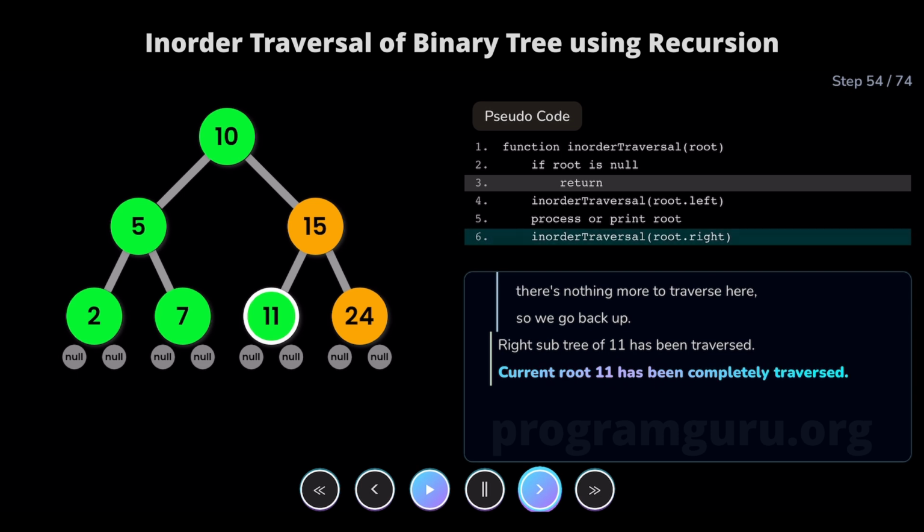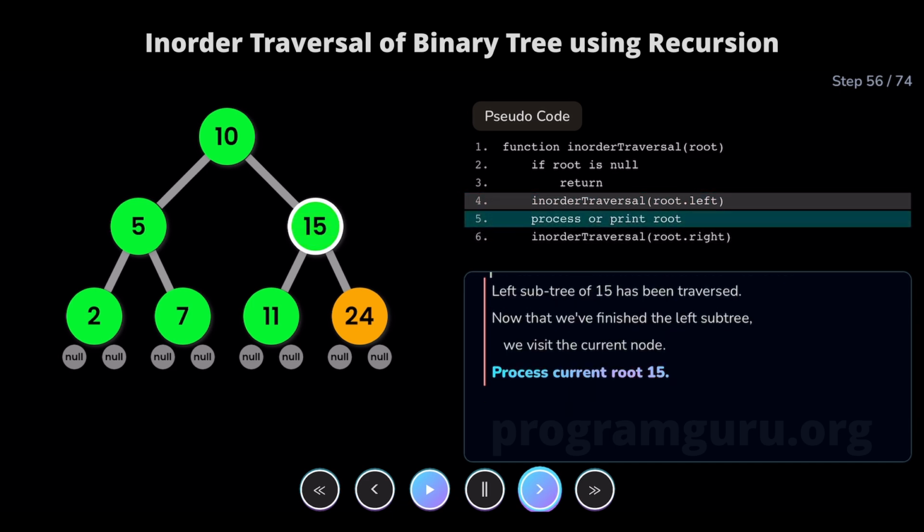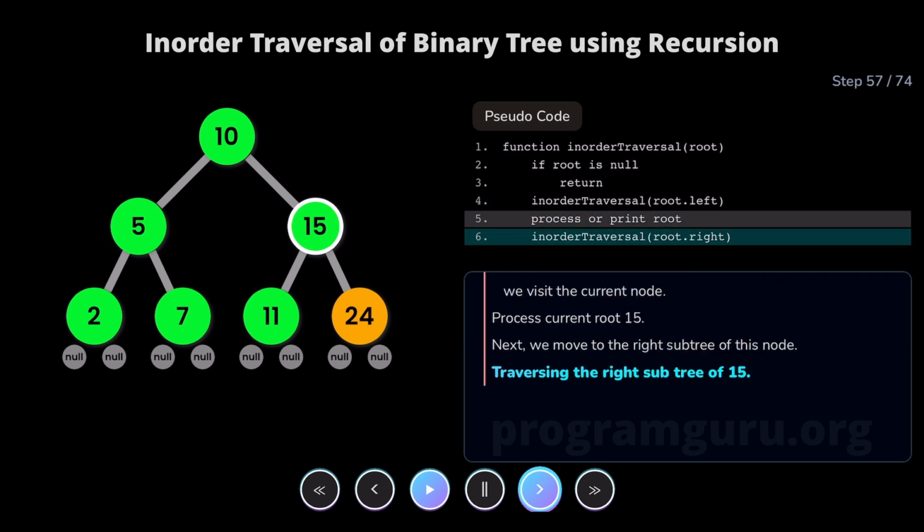Current root 11 has been completely traversed. Left subtree of 15 has been traversed. Now that we've finished the left subtree, we visit the current node. Process current root 15. Next, we move to the right subtree of this node, traversing the right subtree of 15.